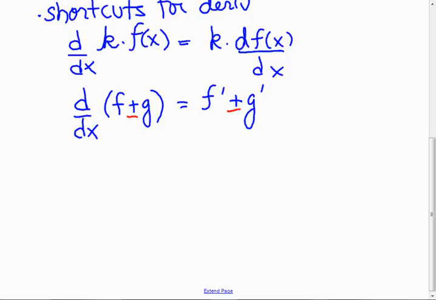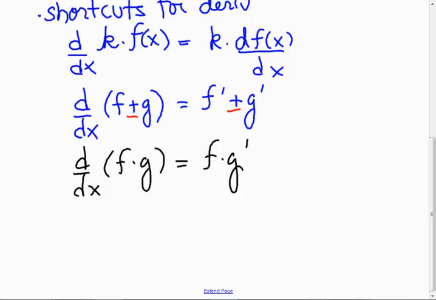So that's easy. The problem is when you get to multiplication, you think it's going to be easy like that too. But unfortunately, it's not. Remember, that's one. It's not f prime g prime. I want to make it that too, but it's wrong. It's f times g prime plus g times f prime. And let's get the quotient, and we're going to do this one.